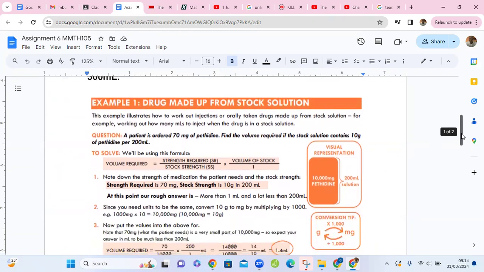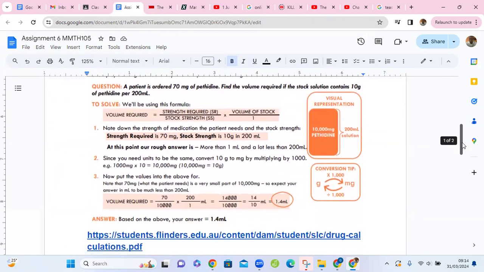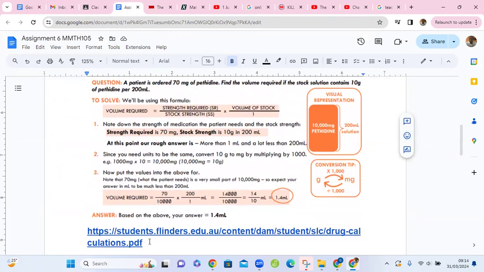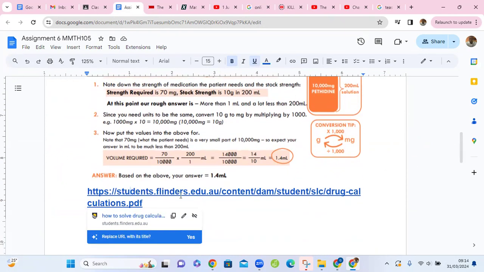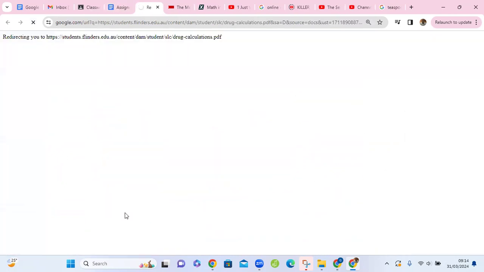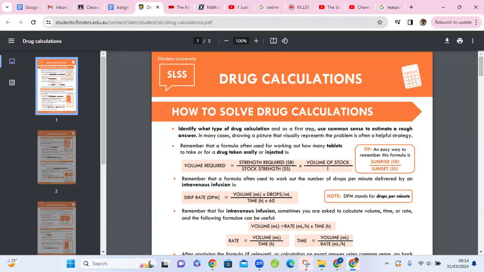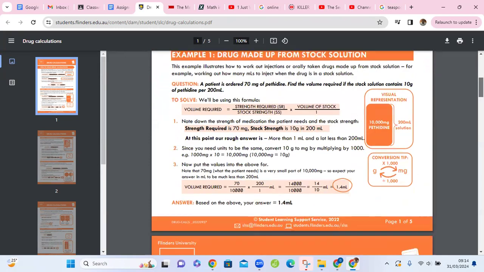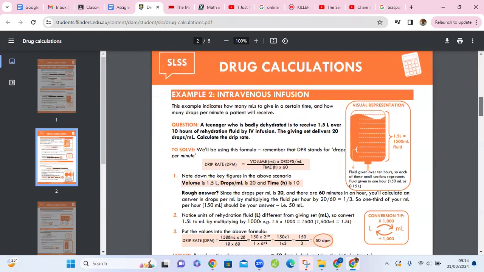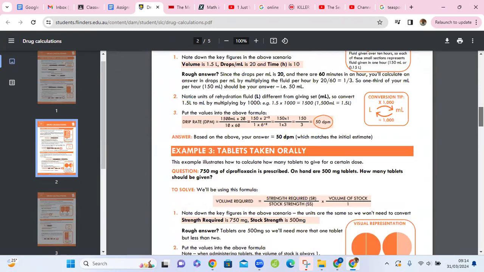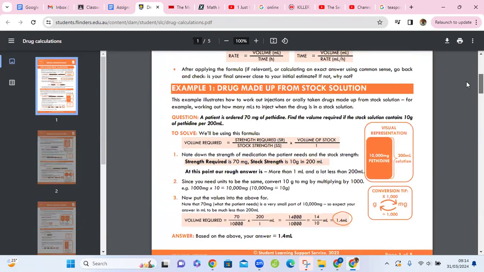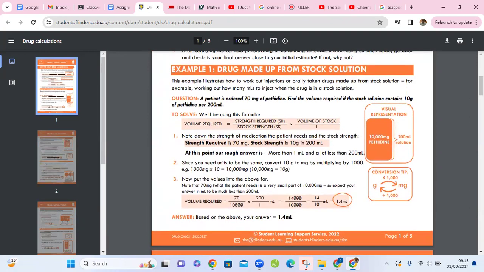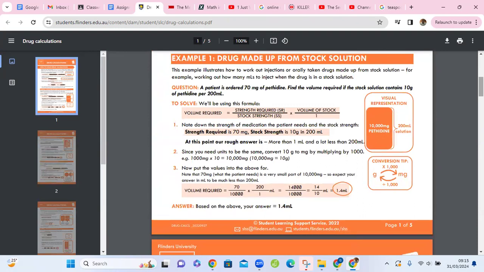And here's an example of how to solve such a question. This example was taken from this website. Just click on this website and you'll see the example. These are the notes, how to solve drug calculations. Example number 1, that's what we took, and there are other examples, number 2, etc. So it's also a learning device. You can use it to learn. So we are going to discuss example number 1.